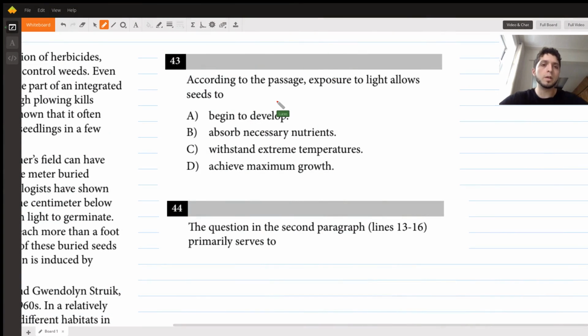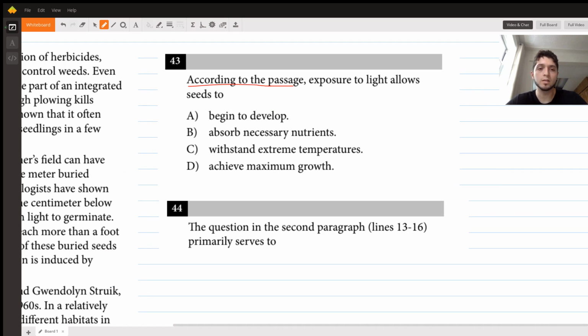Okay, so here we have question 43, and this is from the SAT test number 15. So let's jump in. Let's try to solve it here. 43 says, according to the passage, exposure to light allows seeds to do something. First thing we should notice is this: according to the passage.